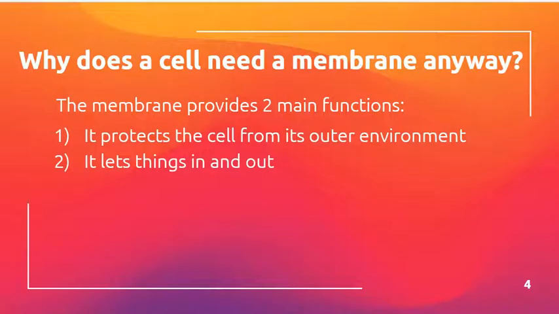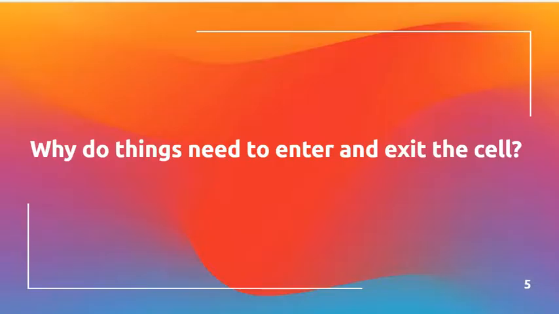So the whole purpose of the cell membrane is it's going to protect the cell from its environment, and it's going to let things in and out. Kind of like a fence, if you will, right? Protecting a yard from the environment, it's going to let some things in and out. Well, like what kind of things? Why do things need to enter and exit the cell in the first place? Why is that important?